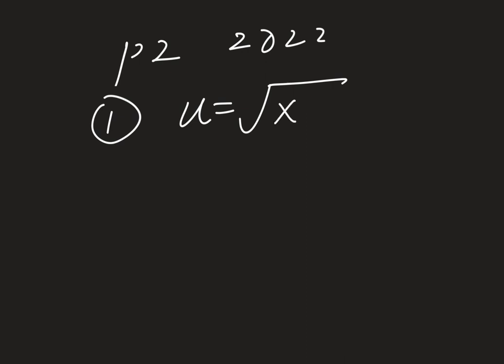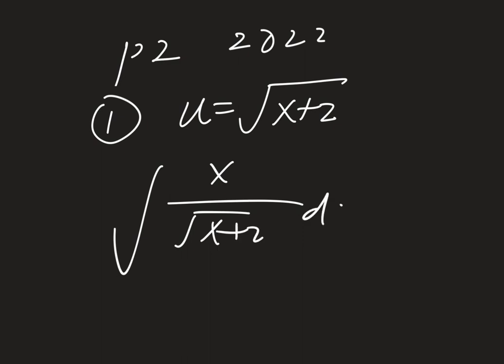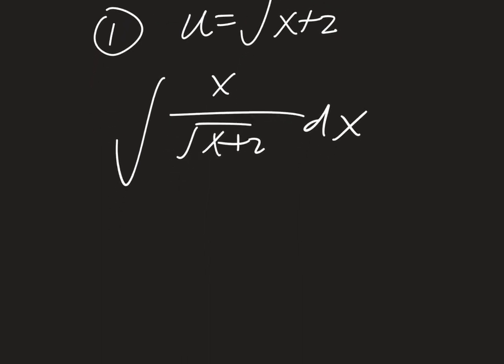Now let's talk about paper 2. Okay, 2022 A-level math. Okay, first question, 4 marks only. They say to use the substitution u equals square root of x plus 2 to find the integral. So we listen to the instructions.